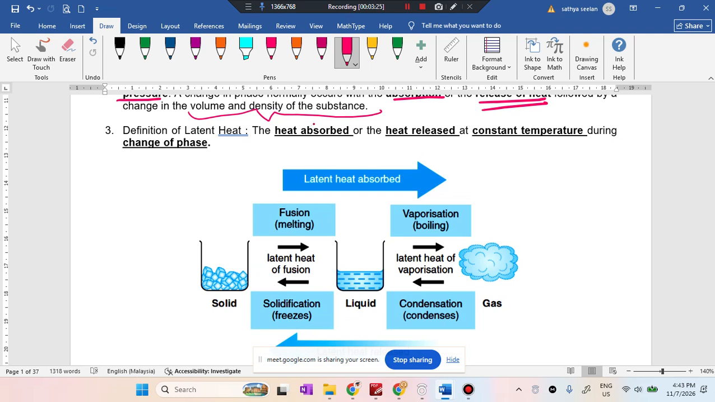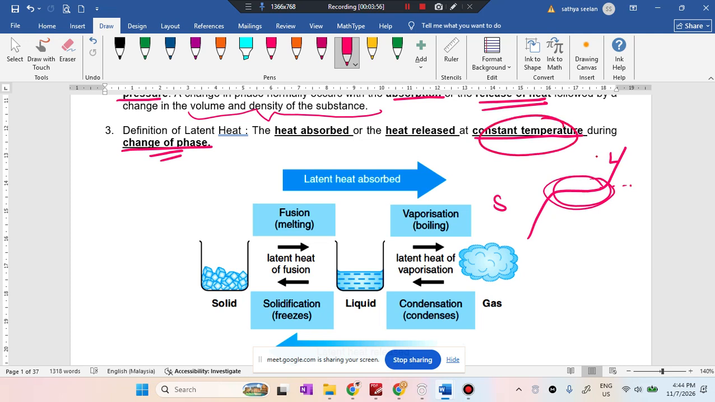Latent heat is heat absorbed or heat released at constant temperature during the change of phase. This is the heat energy during the change of phase. We learned this in heating of naphthalene. This is solid, this is liquid, this is the melting point. Remember from the graph? Here the temperature does not change, right? Constant temperature. And here the change of phase happens.